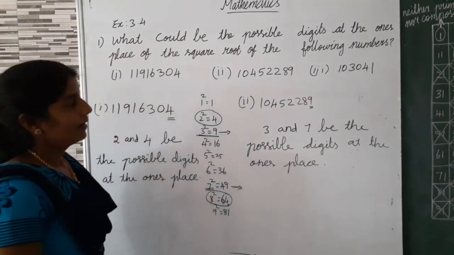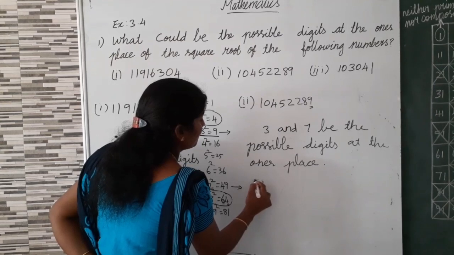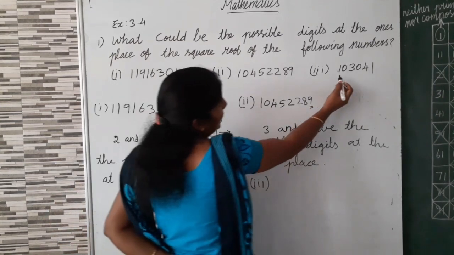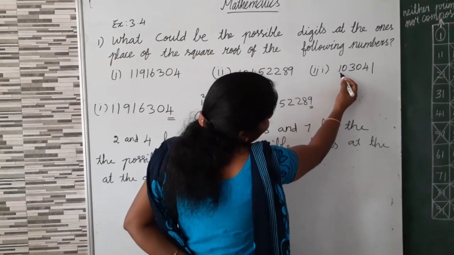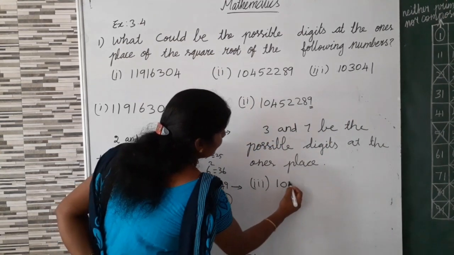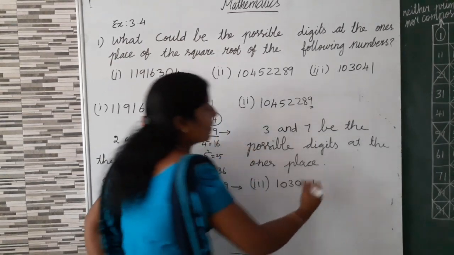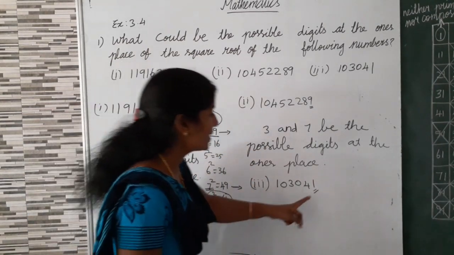Clear? Now again one more question. Third one. Here 1 lakh 3041, isn't it? What is the ones digit? Ones place is 1.